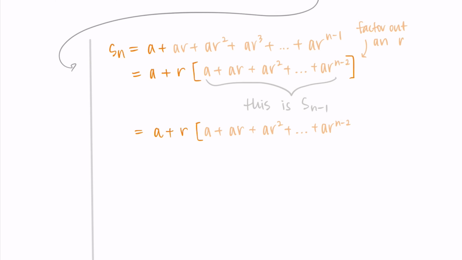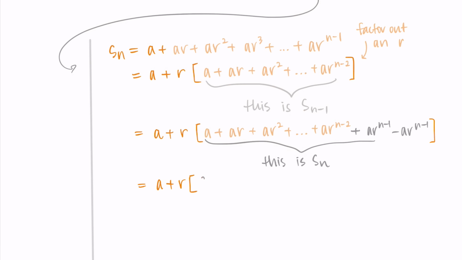So now I'm going to add in a times r to the n minus 1 and subtract it off just so I leave the equation the same. Basically, I want to get the first n terms rather than just the first n minus 1 terms. So now I have s sub n, the nth partial sum, and I can rewrite it as that. I just have this minus a times r to the n minus 1 left over.